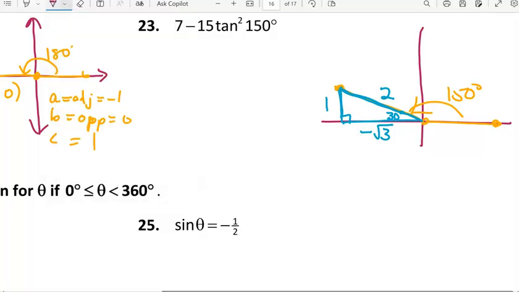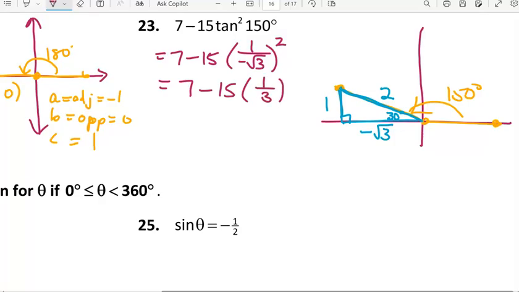So our expression is 7 minus 15 times the tangent squared of 150. So we're going to find the tangent and then we're going to square it. The tangent of 150 is the ratio of opposite to adjacent, and I'm not bothering to rationalize that because we're about to square it. So 7 minus 15 times the square of -1 over the square root of 3, which is 1/3. So now we have 7 minus 15 times 1/3, which is 5, and that gives us a final result of 2.